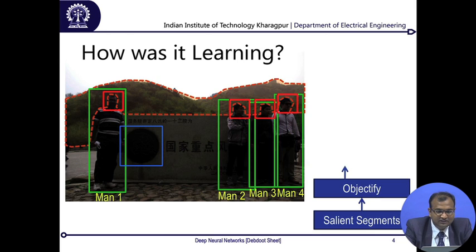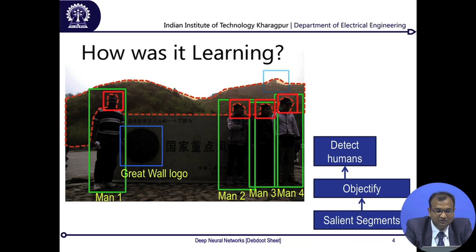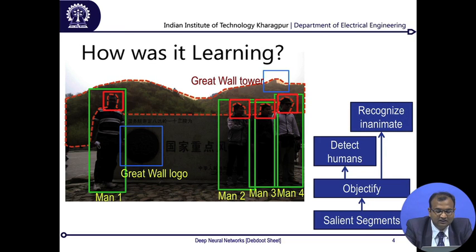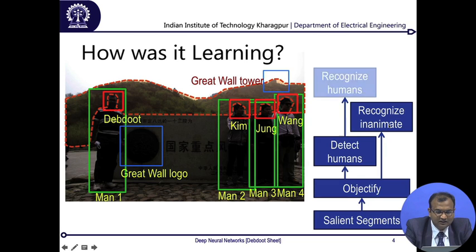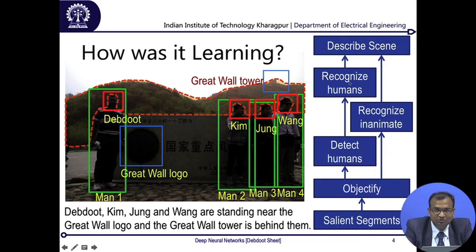Now from that objectification, it will try to detect what those objects are, and say it's able to detect humans by seeing that there are human-like faces. And on the other side, some of these segments which were objectified but not properly detected might go down another pipeline, where the purpose is to recognize these inanimate objects. Now from there, it can recognize these humans if there is a large database in which it has looked at all the faces of those humans, and from there it can go on to describe this whole scene using this complete information.